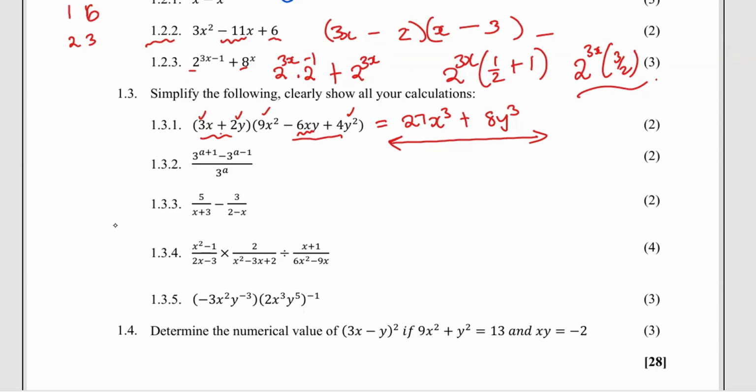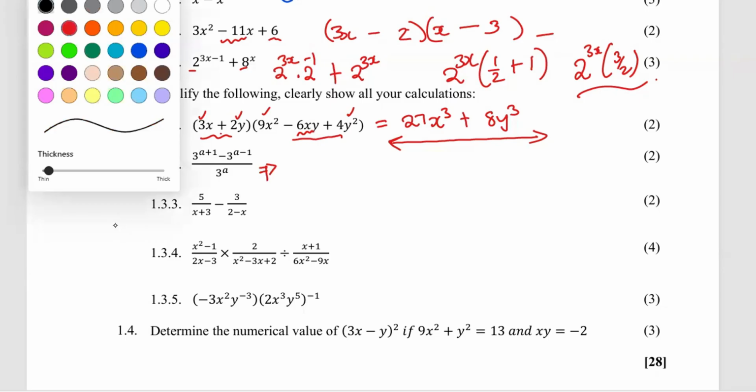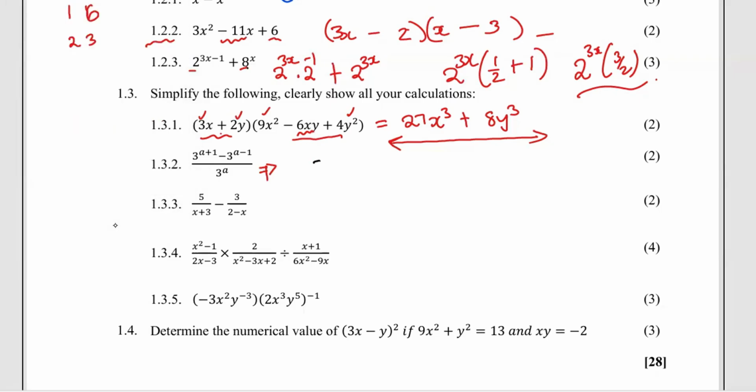All right, then 1.3.2, we just need to factorize what is common because of this negative sign here, okay? So if I take out what is common here, I'll have a 3 to the a on top. If I remove 3 to the a, I'll be left with a 3 because of this one here. And then minus, when I take out 3 to the a, I'll be left with a 3 to the negative 1, which is the same as 1 over 3. I'm dividing this by 3 to the a, so this cancels that.